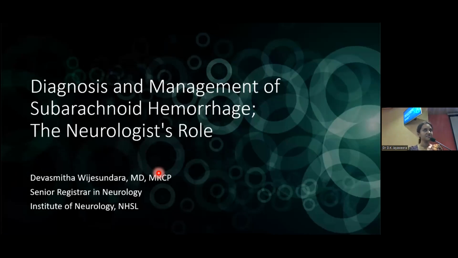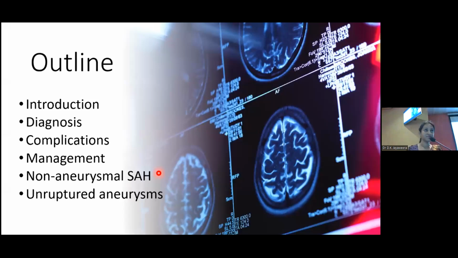I selected this topic because when it comes to hemorrhage of any sort in the brain, the first person that may come to mind would be a surgeon or a neurosurgeon. So I believe that we as neurologists, and of course as physicians, have a larger role to play. So it's my task today to convince you of that. I will do so using this outline.